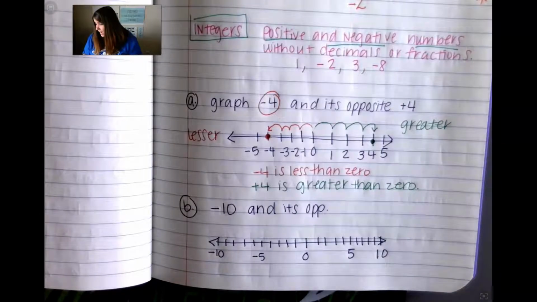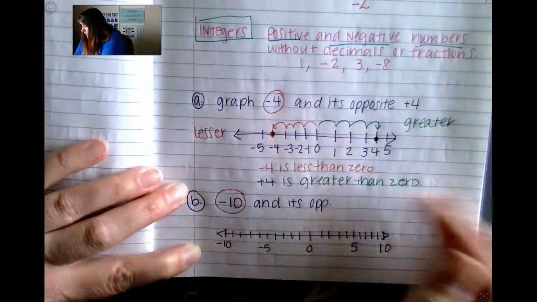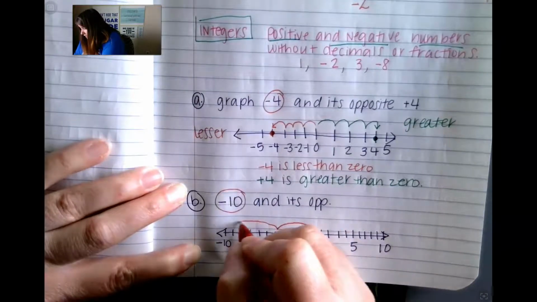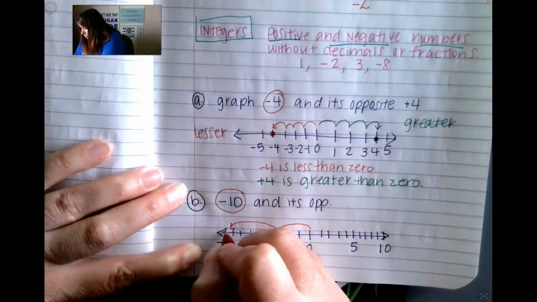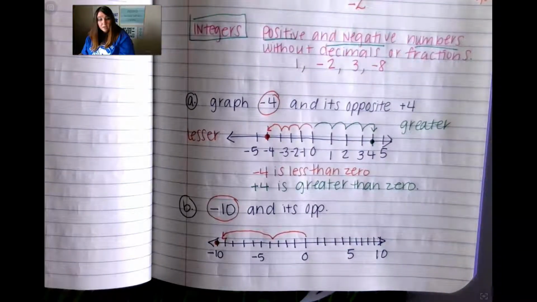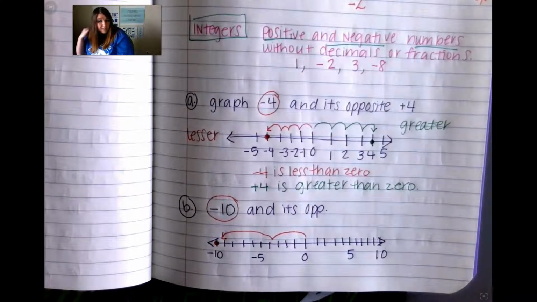So let's go ahead and graph negative 10 first. So negative 10 is going to have 10 jumps. There's 5, 10 jumps, and we're going to put a dot on negative 10. So we jumped 5 spots and got to negative 10.